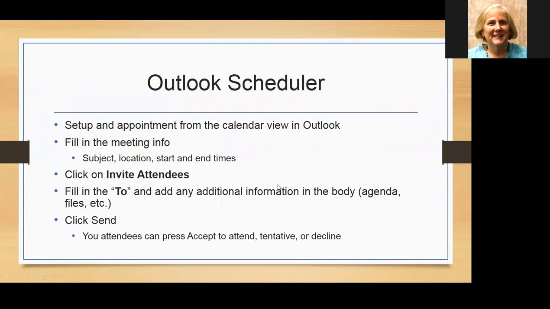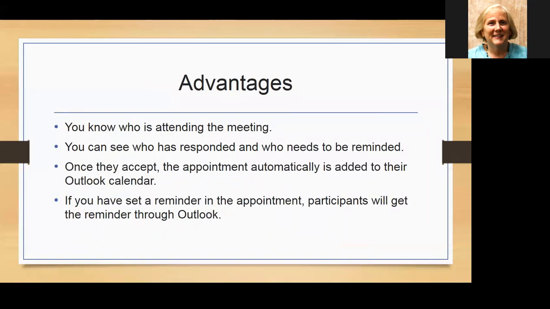Okay, so in Outlook, you would go in and create the appointment, fill in the information, and then you would click on invite attendees. And then you would just fill in the names just like you normally would if you were sending out an email, okay? And once you go in and you create the appointment and you hit send, it will send an email to them, and they will get an option of whether they're going to attend, decline the invitation, or they're going to make it tentative.